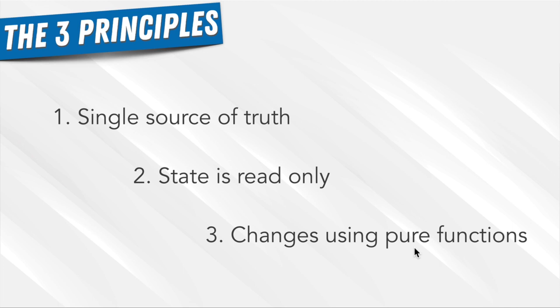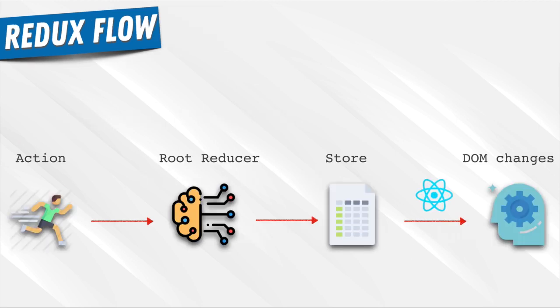Using these principles, Redux has some new words that we're going to introduce in our vocabulary. And we're going to be comfortable with them by the end of this section. The first one is action. An action is something that a user does, such as clicking on a button or a drop-down menu.